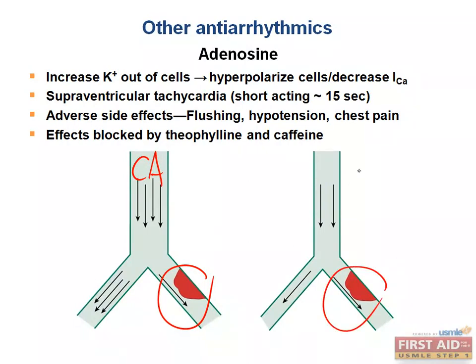So this is the pre-adenosine diagram, and this is post-adenosine. So it seems like an excellent idea to give adenosine so that we can get more blood past these atherosclerotic impedances to flow, right? Wrong. This is the phenomenon of coronary steal syndrome, which is a particular favorite because it tests your understanding of coronary artery physiology and adenosine pharmacology.